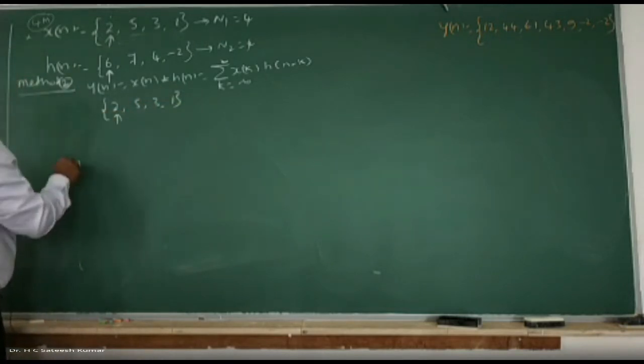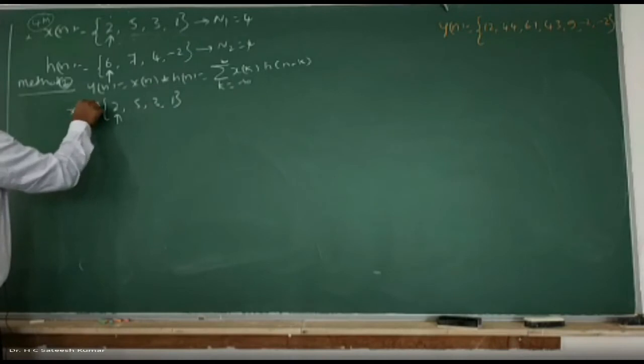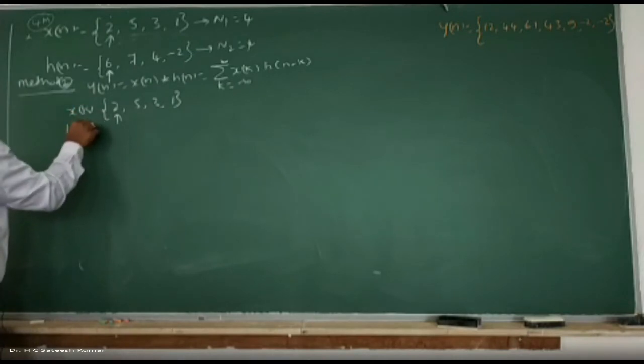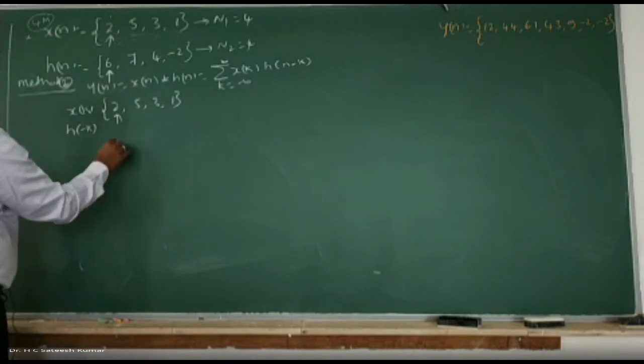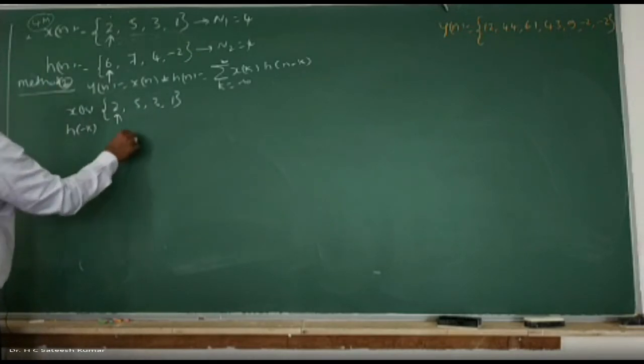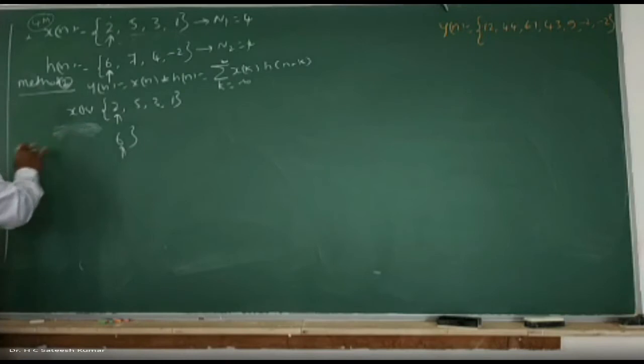h of minus k. This is your x of k. h of minus k. h of minus k is, where is it? Fold it. So fold it and write it. 6 will be here and this will be h of minus k. What is that we have? 6, 7, 4, minus 2. It is the folded one. h of minus k.